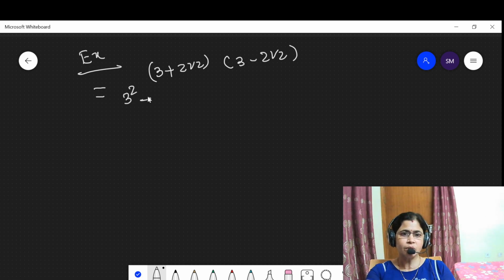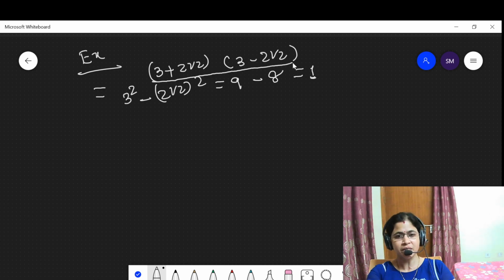This is 3 square minus 2 root 2 whole square. 3 square is 9, minus 2 root 2 whole square, which is 2 square into root 2 square, 4 into 2, which is 8. 9 minus 8 is 1. 1 is the simple answer of the given expression. When you simplify this very easily by using those identities, you get the answer 1. Okay, now let us simplify another question.